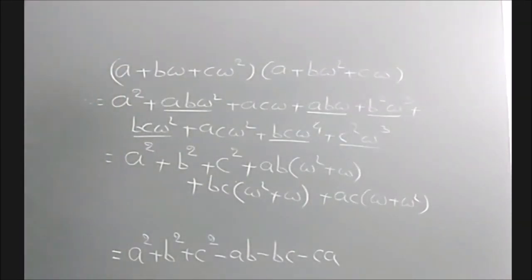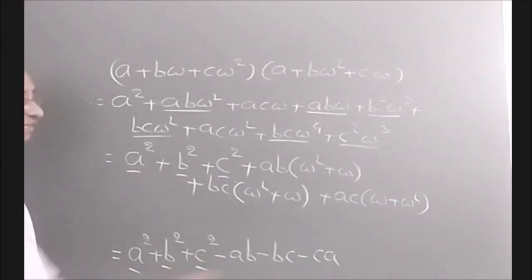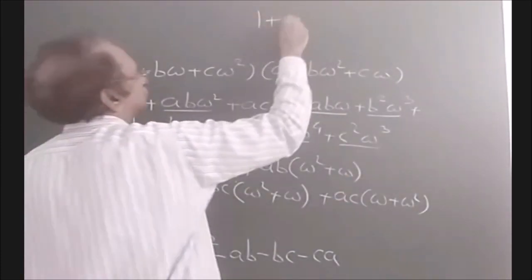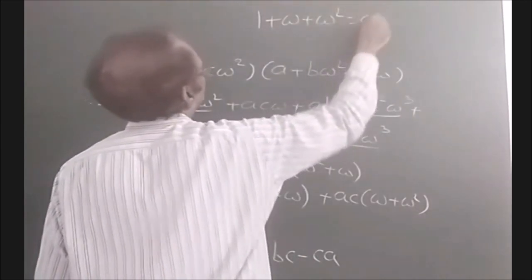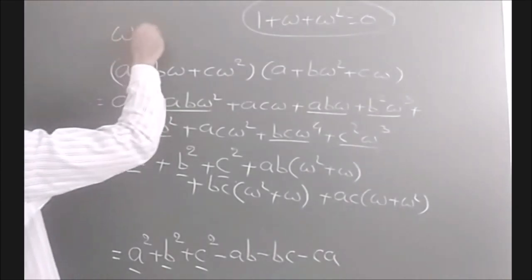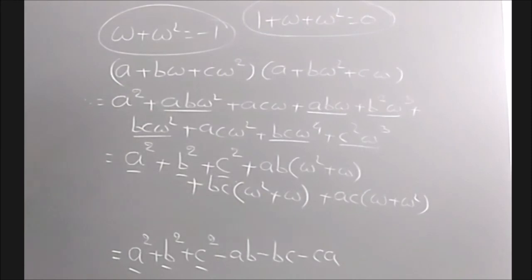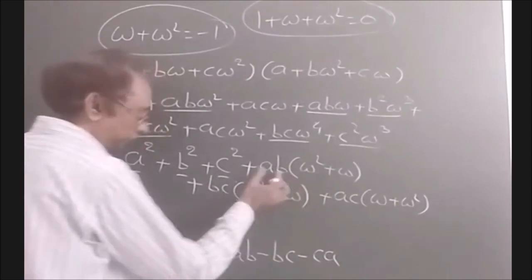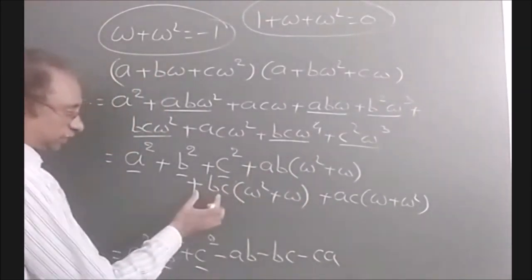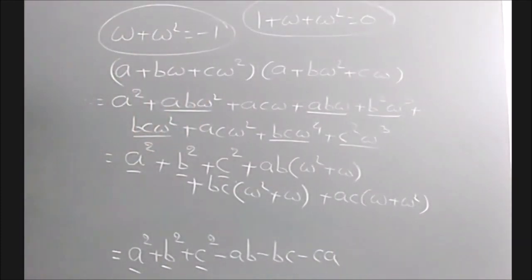See, the problem is over. A square plus B square plus C square. You should know that 1 plus omega plus omega square is equal to 0. Just now we have written that. And therefore, omega plus omega square is equal to minus 1. Therefore, this is minus 1 into AB, minus 1 into BC, minus 1 into AC, that is minus AB, minus BC, minus AC. So this is the result. Hello?